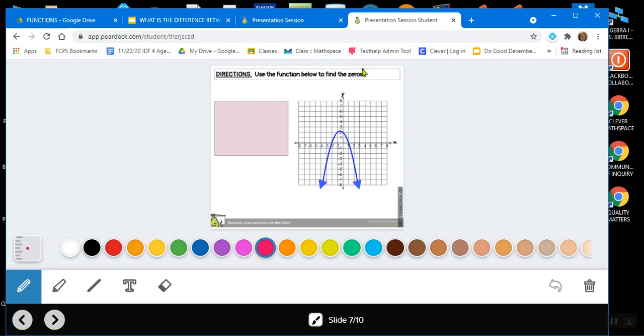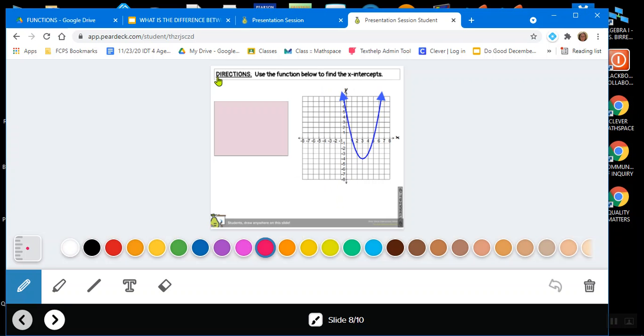Okay, so it says, what are the zeros? The zeros are where it crosses the x-axis. So the zeros are -2 and 1. Okay, what are the x-intercepts? So again, it's where it crosses the x-axis. Do you notice the common theme here? So the first one is what? (1, 0), and the second one is (5, 0).